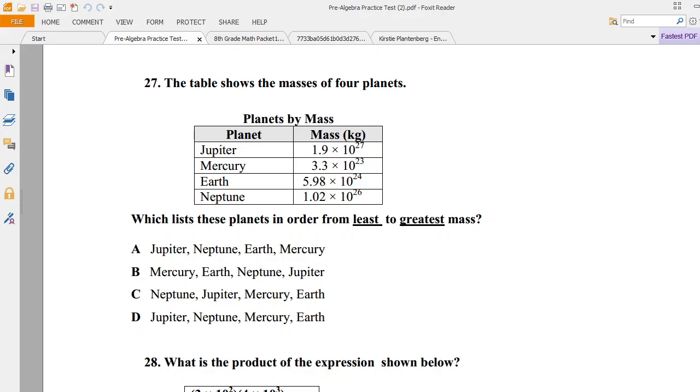The greatest mass means the bigger mass. You see, 27. Whatever it is, this is 10 raised to 27. So Jupiter is the greatest mass, so it should come at the end. Jupiter here, B. So B is the answer. Actually, there is no option with Jupiter at the end. Jupiter is the heaviest planet.